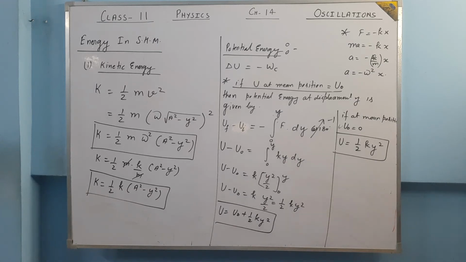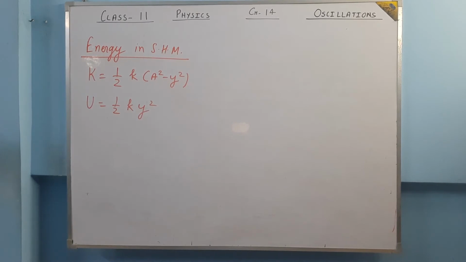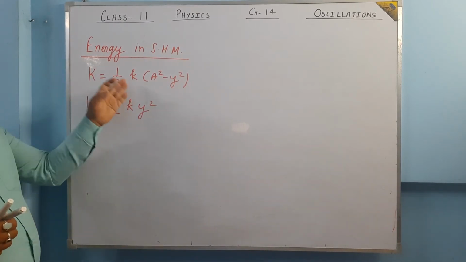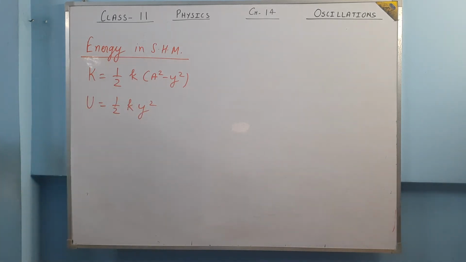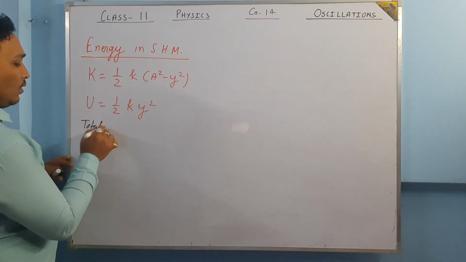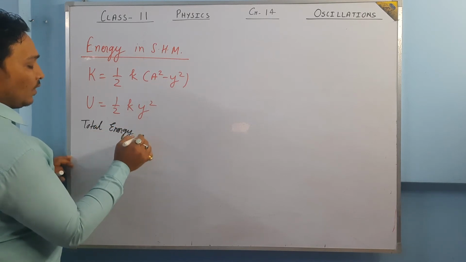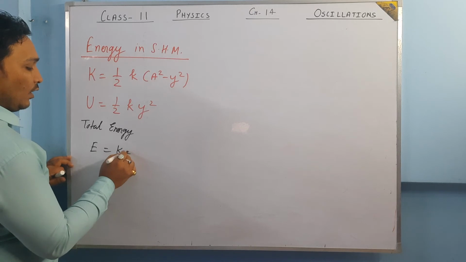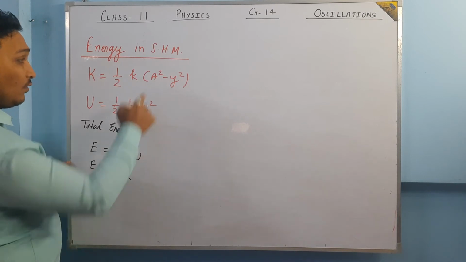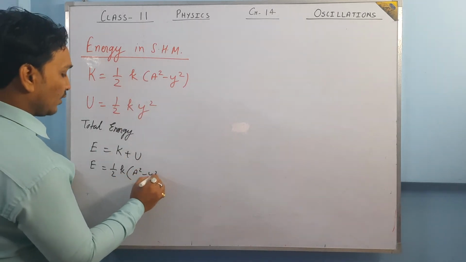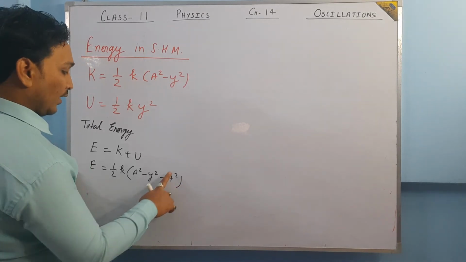I have to remove all the things. Note down the things, now I'm going to remove it. So we have got these two equations: K is equal to half k (a square minus y square), and U is equal to half k y square. Now we are going to calculate the total energy E, which is equal to K plus U. If I add them, what will happen? Half k can be taken as common, so it will be a square minus y square plus y square.